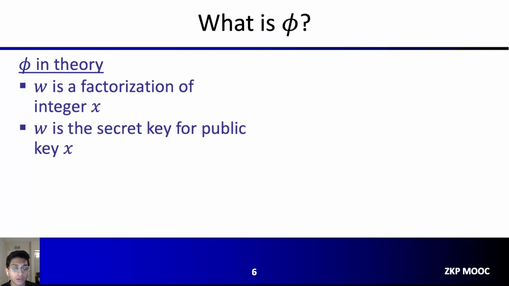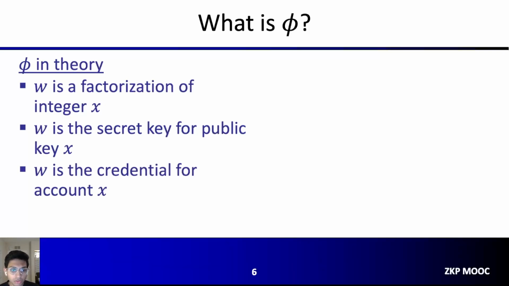You could use phi to show knowledge of a private key for some public key, which is the public input. You could use it to show the password for an account, and you could show that you have a valid transaction. You can do basically whatever you might imagine. You can use phi to capture that. But all of this is in theory. What does phi actually look like when you try to implement it?